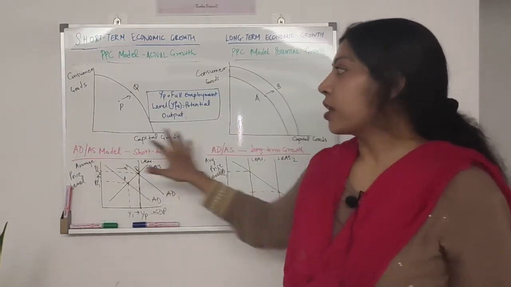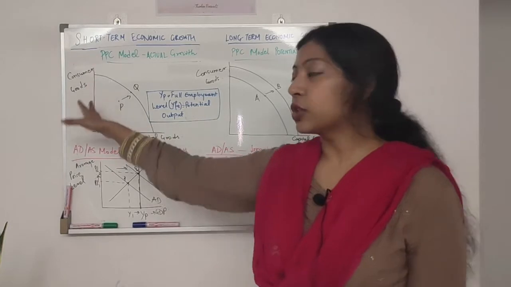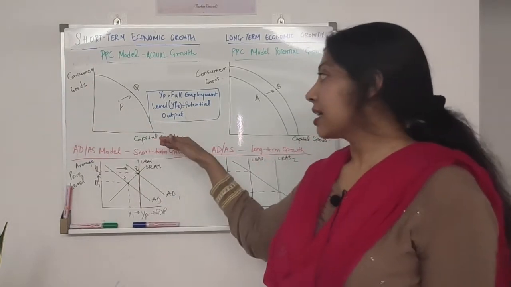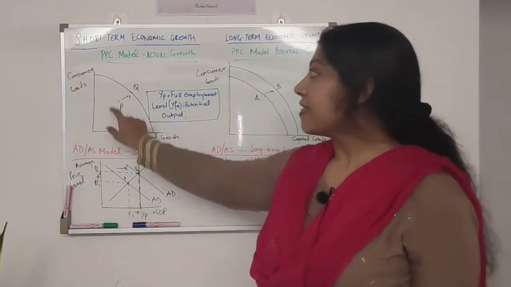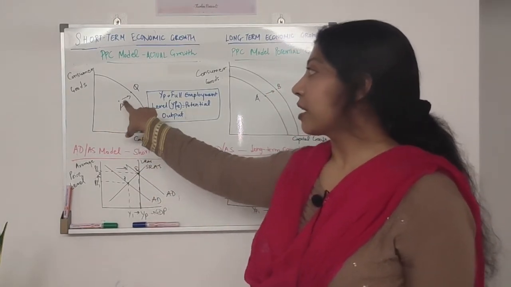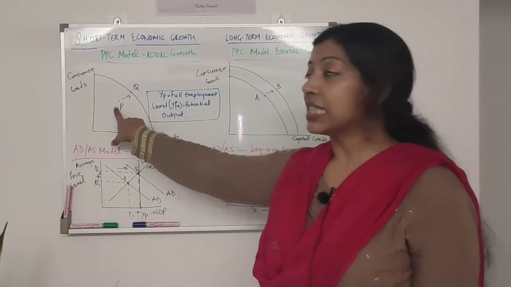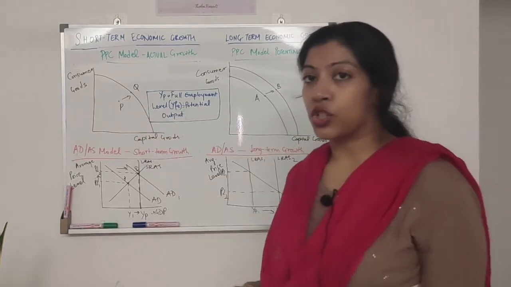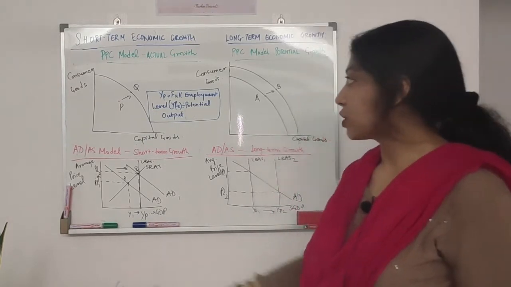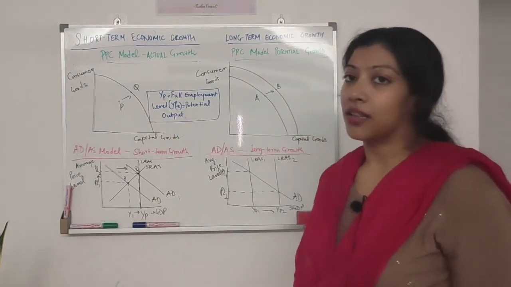So for drawing a PPC, you can just take consumer goods on the y-axis, capital goods on the x-axis. You can do it the other way around also. And then show that there is economic growth from a point inside the PPC, that is P, towards Q, which is a point on the PPC. So this will show us actual growth.